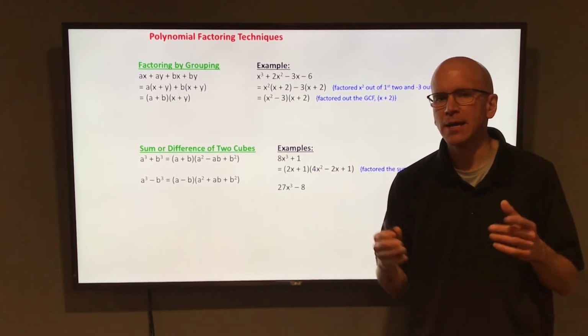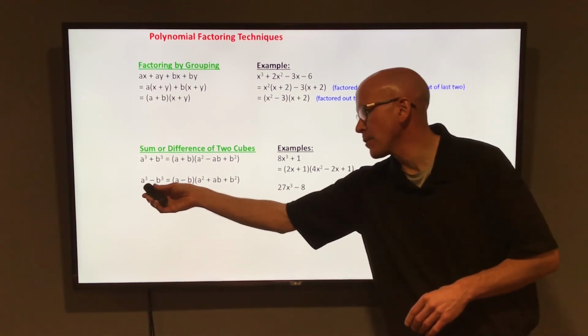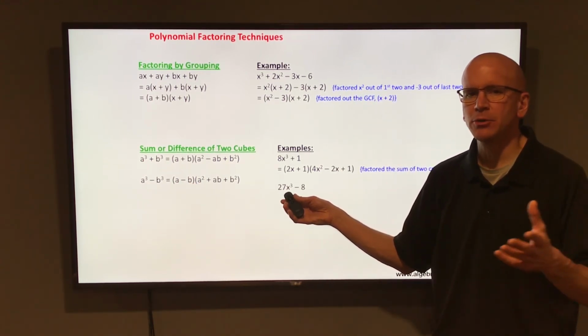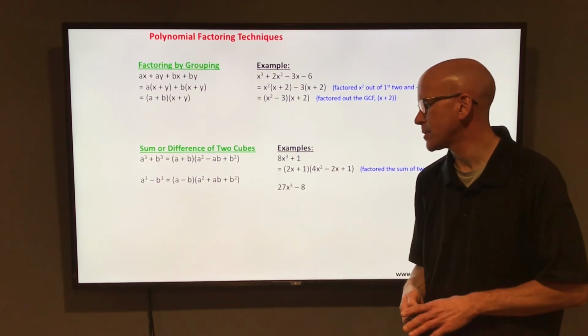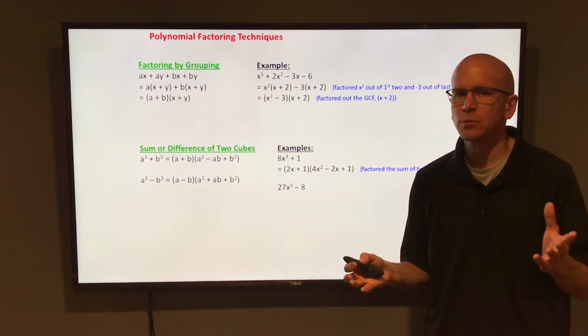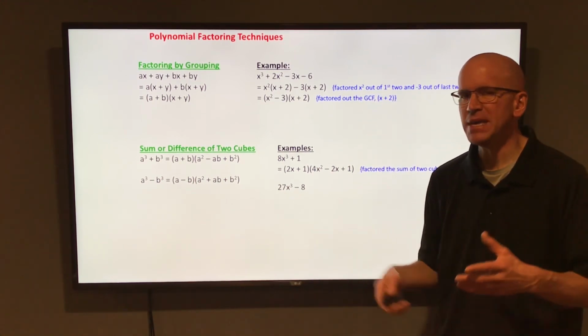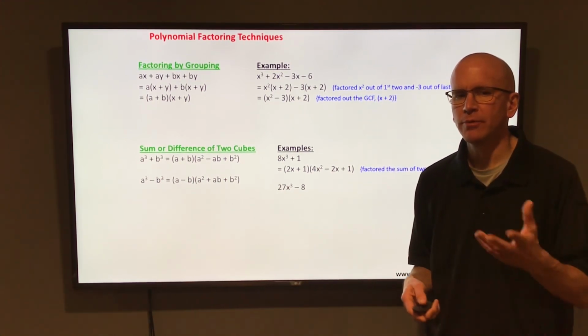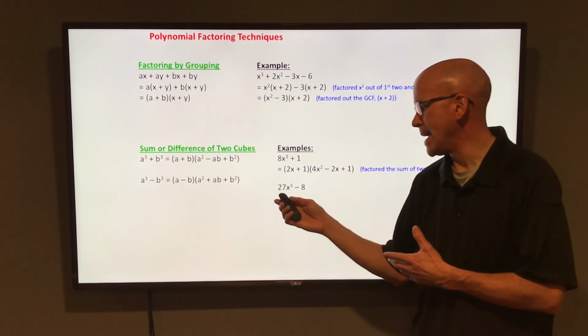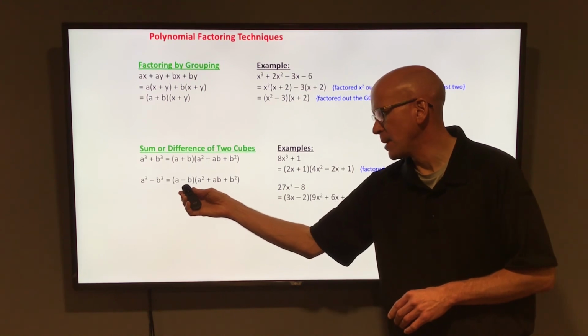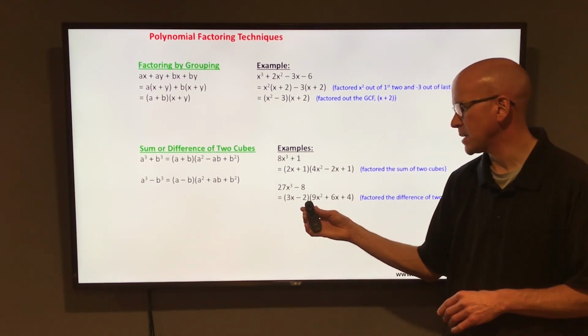Again, try to pick out a and b. If a to the third is 27x to the third, then a would be the cube root of that. So a is the cube root of 27x to the third. That's 3x. And if b to the third is 8, b is the cube root of that. Cube root of 8 is 2. So we know that a is 3x and b is 2. So in that binomial, a minus b, that's going to be 3x minus 2.